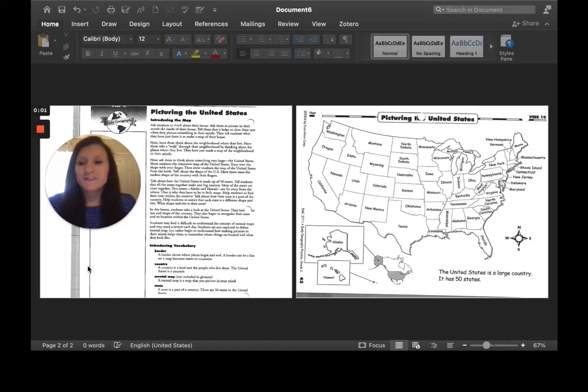All right, good morning, second grade. Today for social studies, we are going to be looking at picturing the United States.